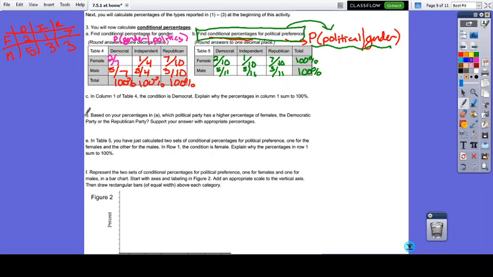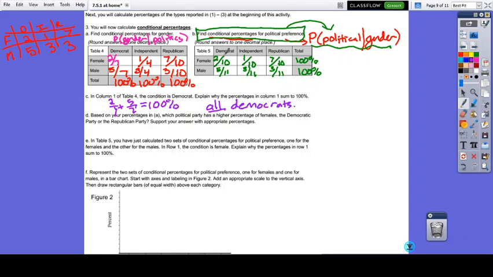In column 1 of table 4, the condition is Democrat. Explain why the percentages in column 1 sum to 100. The fact that the 2/7 plus the 5/7 equals 100% is not the math behind this. It's taking into account the fact that we are talking about all Democrats there.